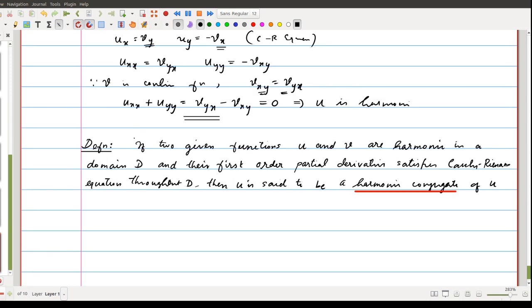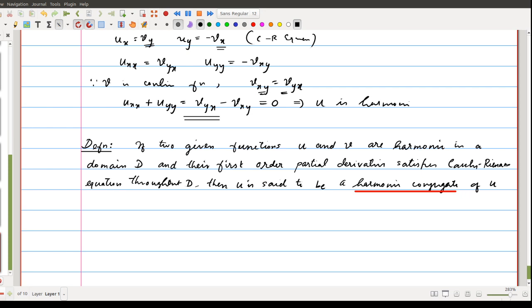Next we have the definition of harmonic conjugate. If two given functions u and v are harmonic in a domain D, and their first order partial derivatives satisfy the Cauchy-Riemann equations throughout D, then v is said to be a harmonic conjugate of u. This is the definition of a harmonic conjugate of a function u.